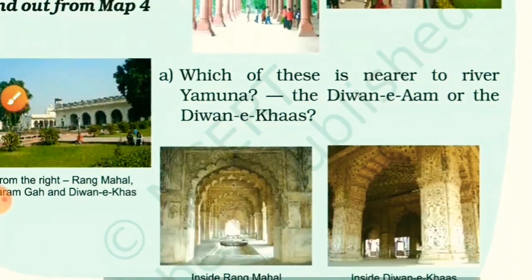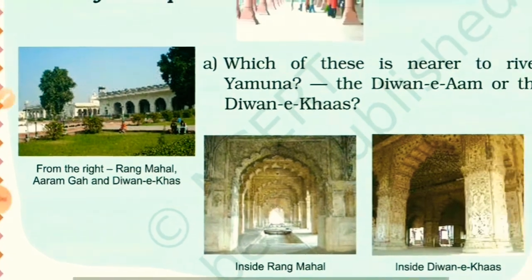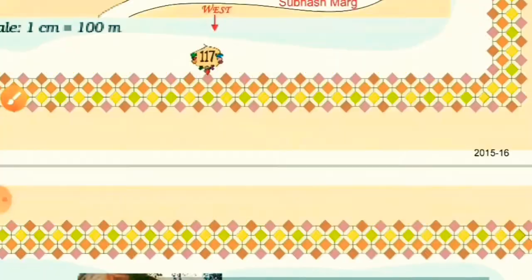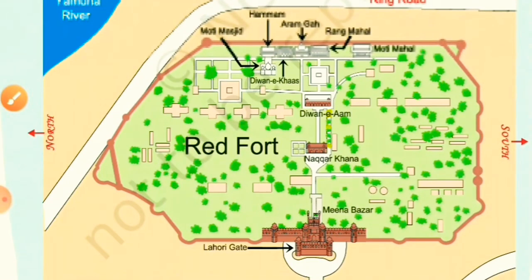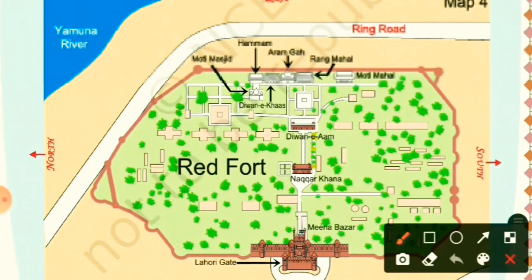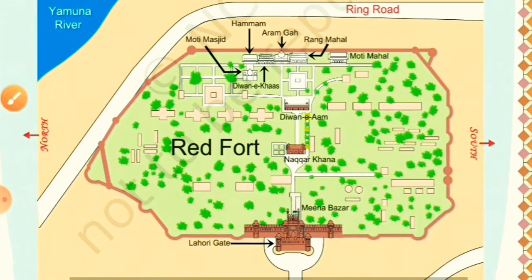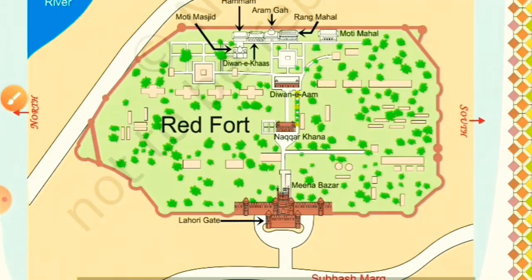So first is, which of these is nearer to river Yamuna, Diwan-e-Am or Diwan-e-Khas? So let's find out. Here is the map, and the Yamuna River, we can see this in blue color. This is Diwan-e-Khas, and this is Diwan-e-Am. It is clearly seen which is very close, very nearer. So no doubt Diwan-e-Khas is nearer to Yamuna River.